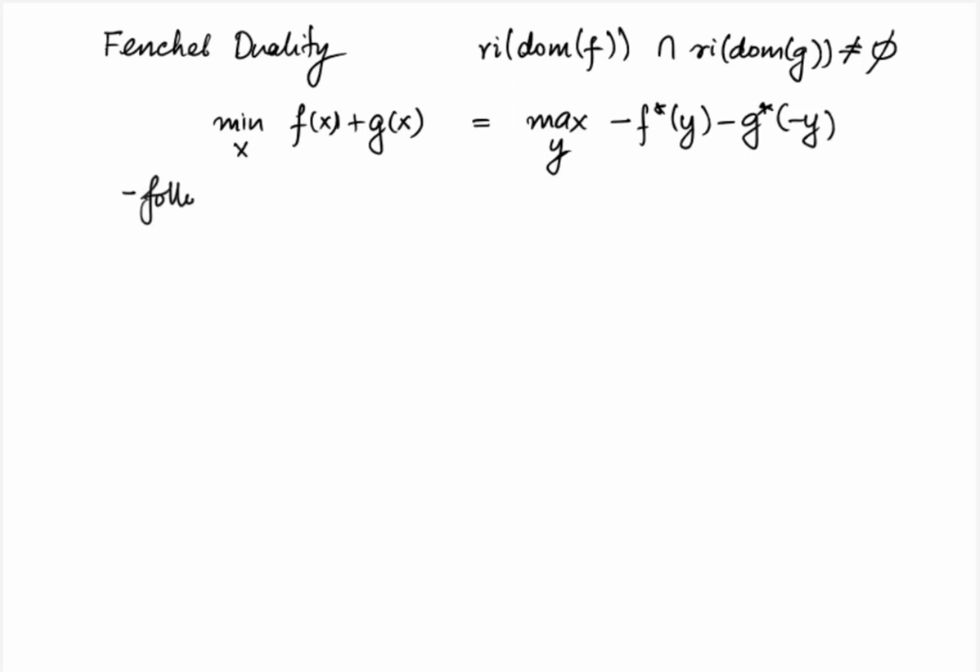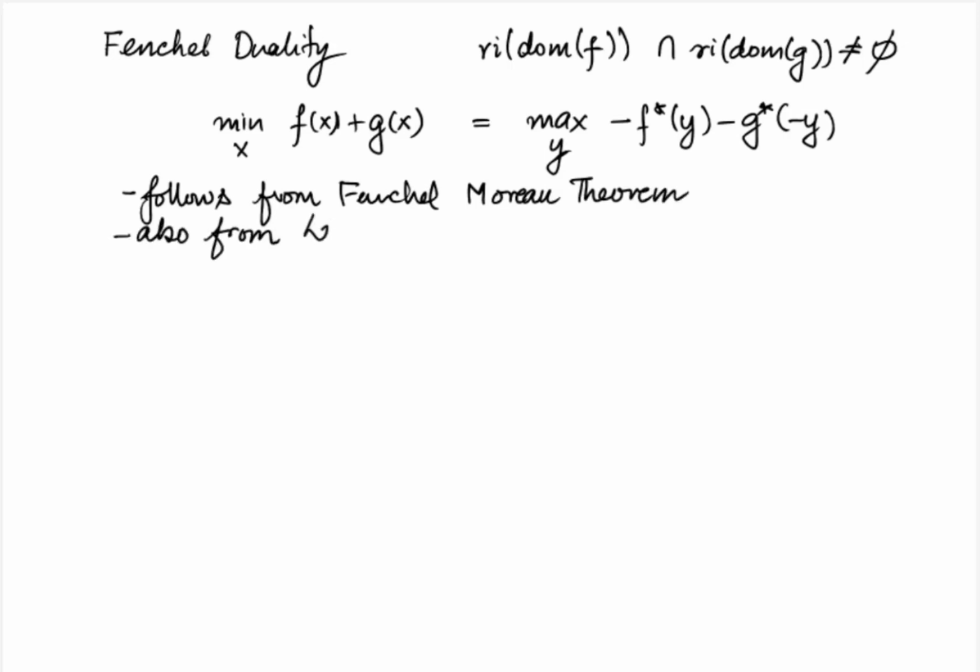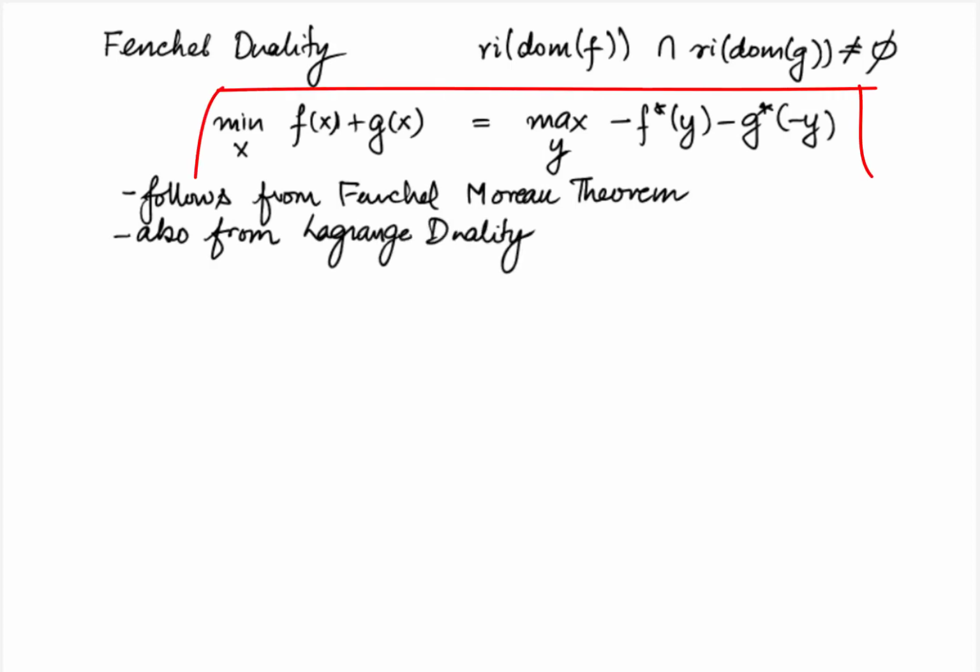The Fenchel duality theorem follows from the Fenchel-Moreau theorem and holds for general vector spaces. Interestingly, we can also establish this using Lagrange duality, specifically using the strong duality result we have already seen. To see the link between the two, consider the problem on the left.